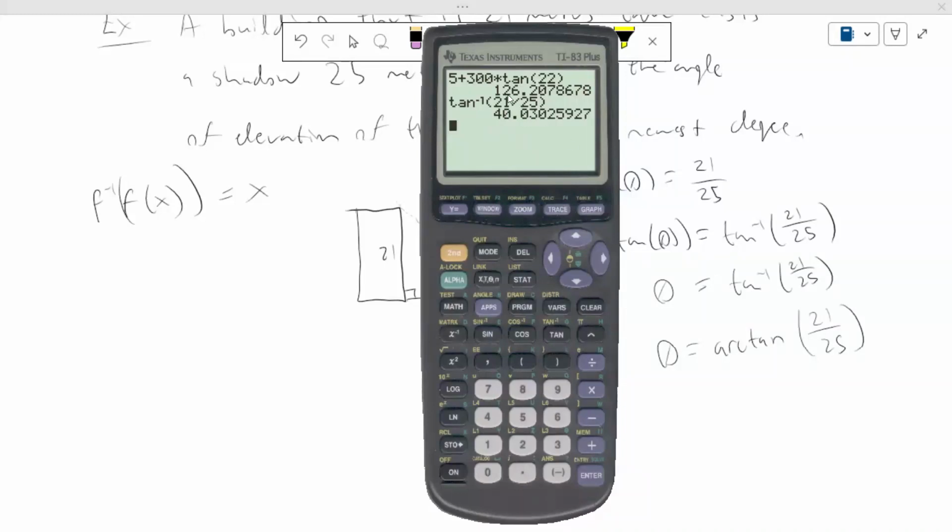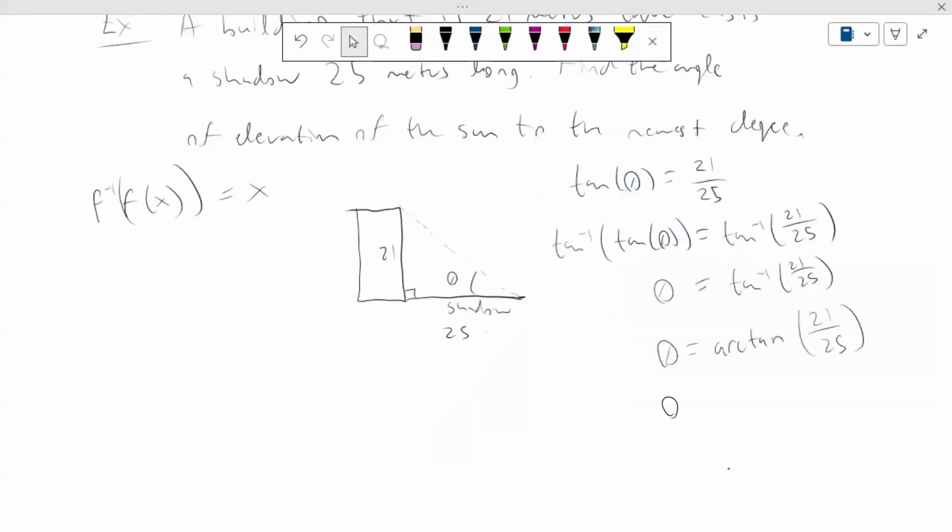It says round to the nearest degree in the instructions there. So my theta is approximately 40 degrees. That's your angle of elevation to the sun. So if you're ever looking for an angle of elevation or angle of depression, that would be when you want to use the inverse trig functions.